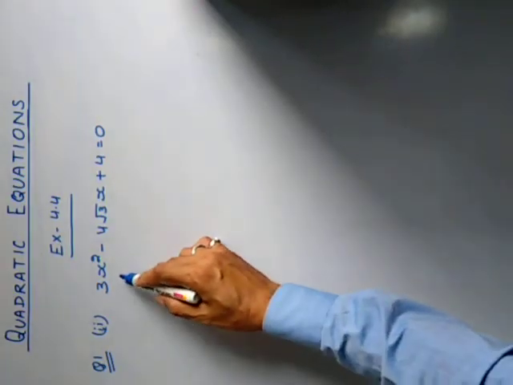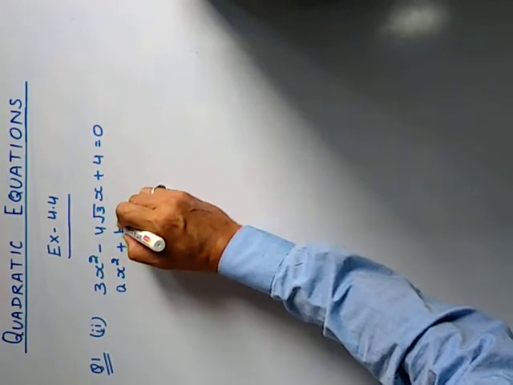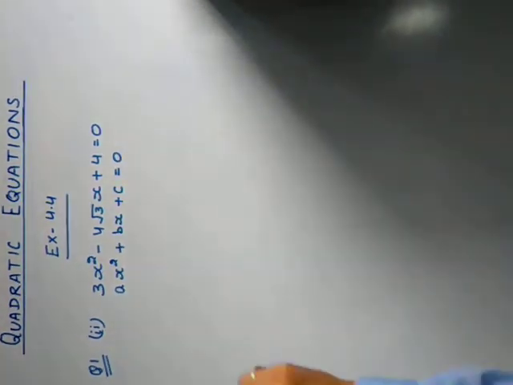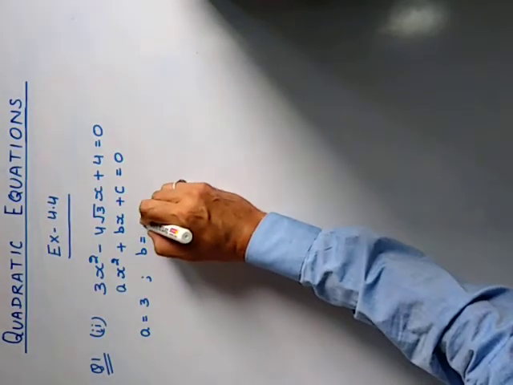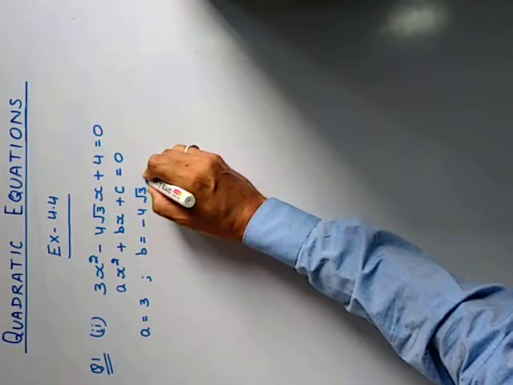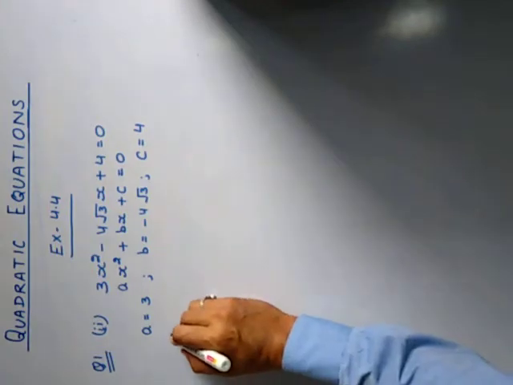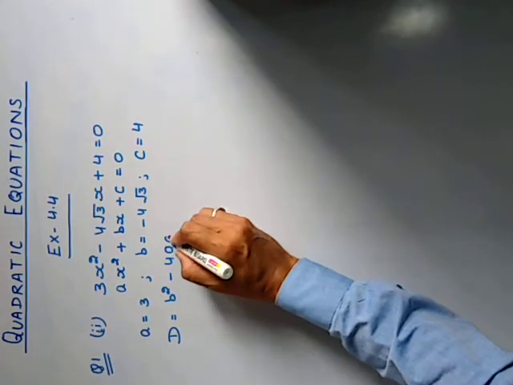So for example, question number 1, second part, 3x square minus 4 root 3 x plus 4 equals 0. Now, if we compare this equation with the quadratic form, ax square plus bx plus c equals 0, then the value of a is 3, value of b is minus 4 root 3 and value of c is 4. First we have to calculate discriminant D. So D equals b square minus 4ac.